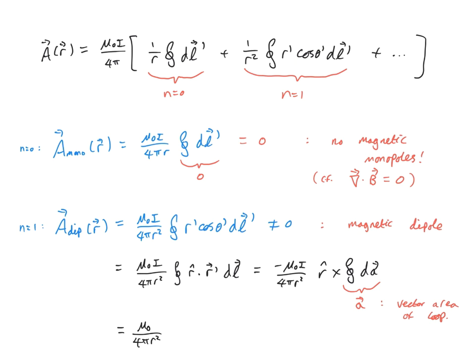And so overall, we can write that the magnetic dipole term is mu naught over 4 pi r squared multiplied by m cross r hat, where this thing m, which is a vector, is the dipole moment. It's the current multiplied by this vector area. And this is something that we call the magnetic dipole moment.